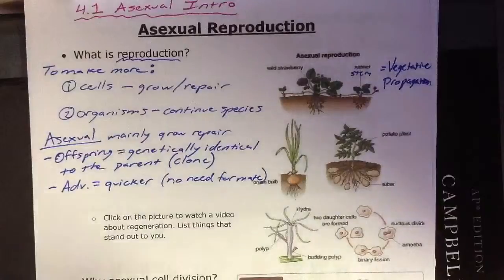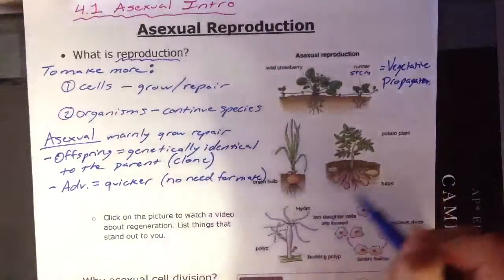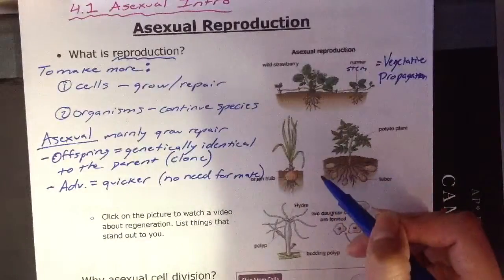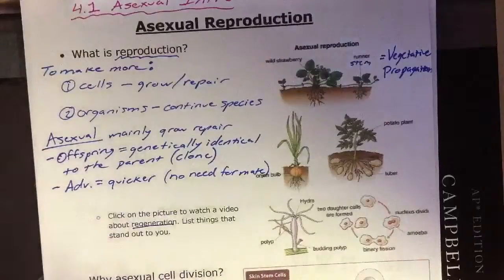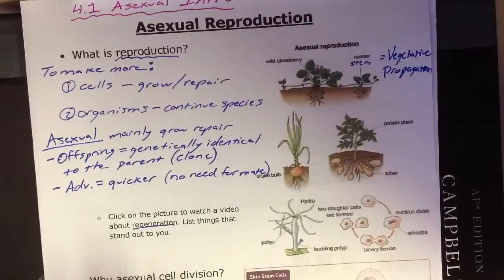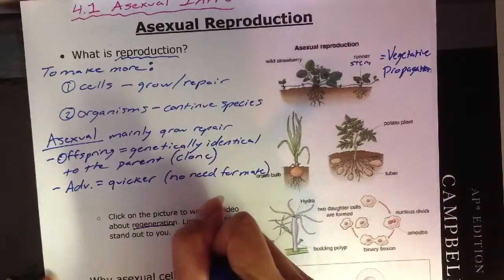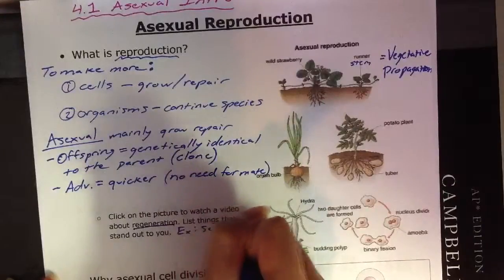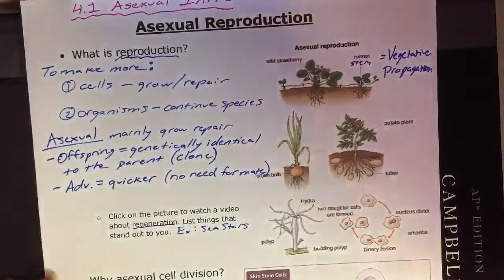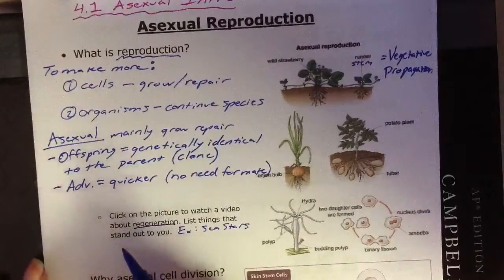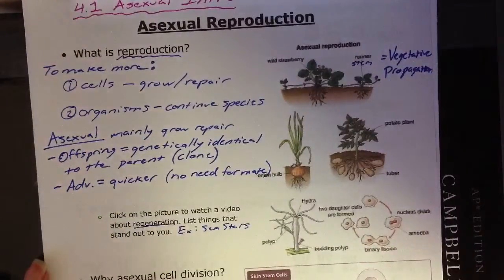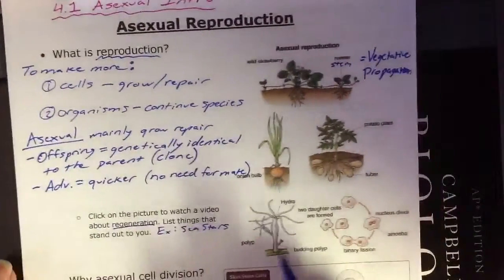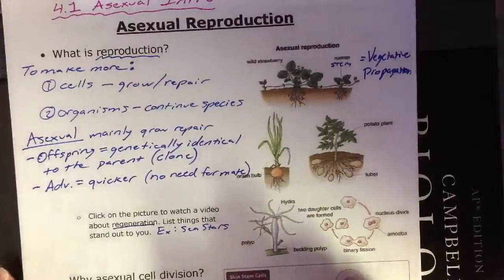So what I want you to do is actually to take a minute and click on the link that is attached to this picture. In the link in the picture, you're going to watch a video about regeneration. And regeneration is another type of asexual reproduction. In this type, you'll actually see an example with sea stars. It's a really quick video, but I do want you to take a minute to do that and write down two key points or two notes on the sea star.